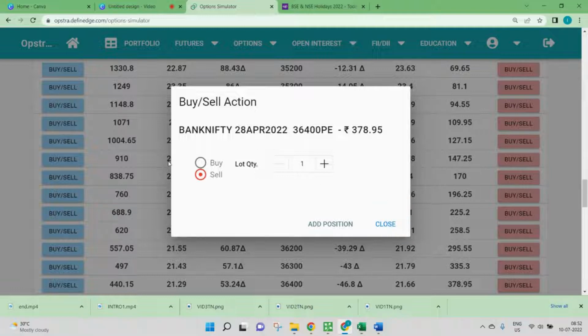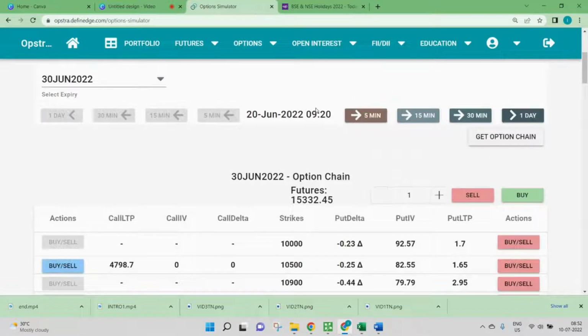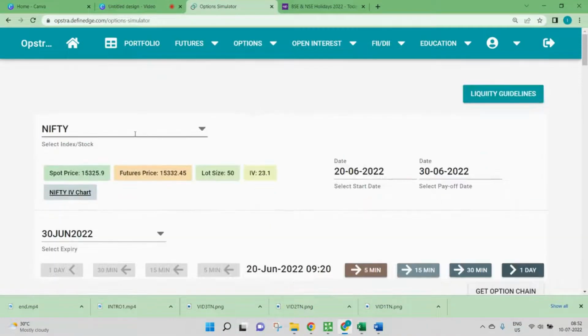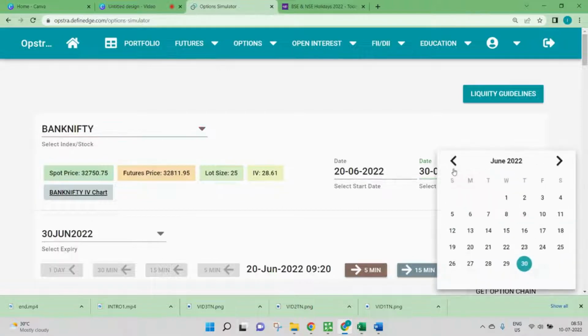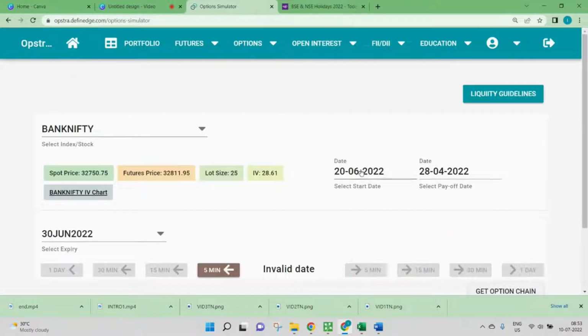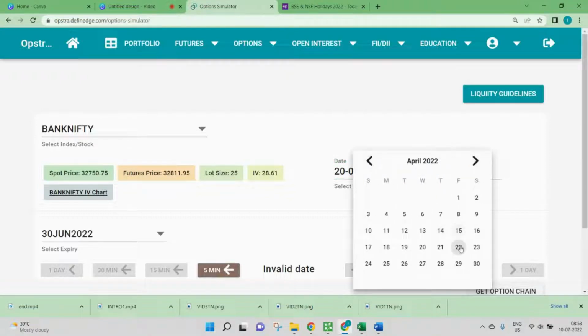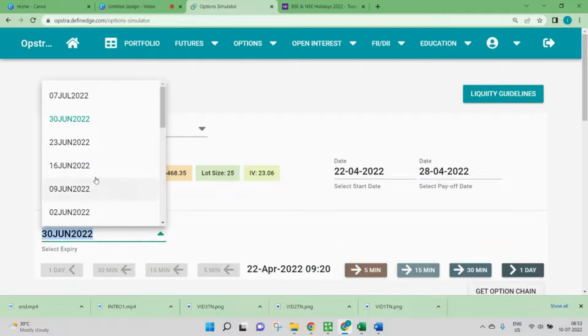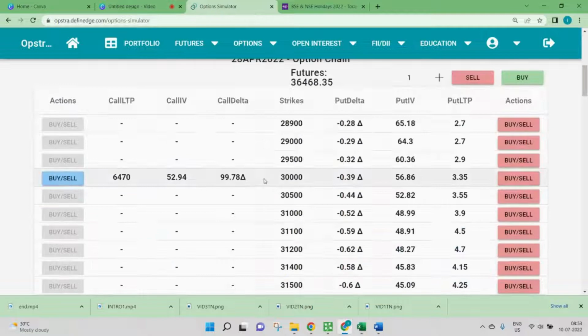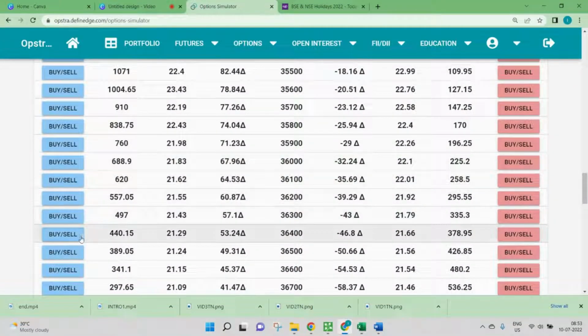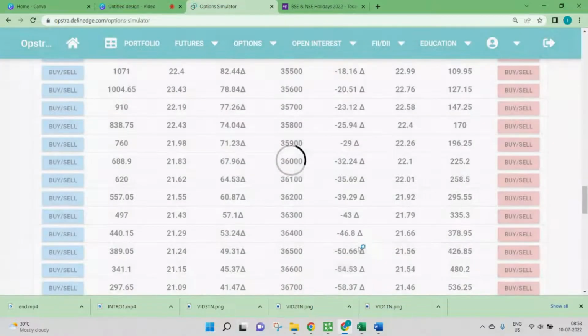What happened? I think the Opstra got hanged again. Let me just refresh. Simulator, Bank Nifty, 28th, 22nd, 28th April, 36,400 is the spot. We sell 440. We sell.